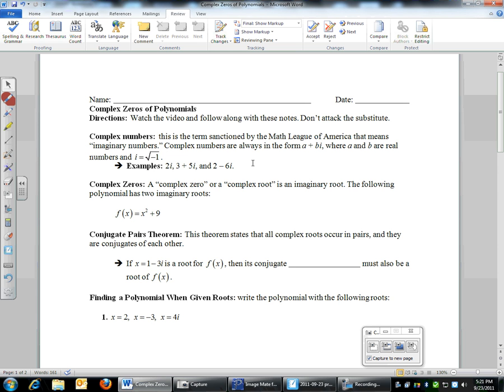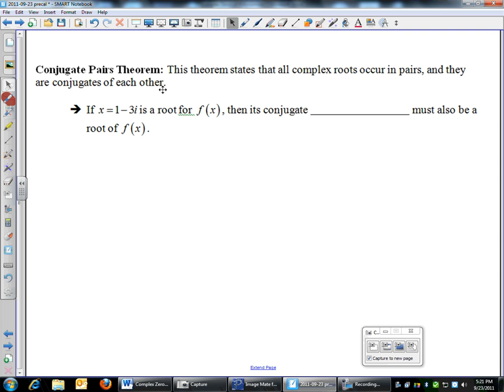And I just did complex numbers. I just did complex zeros. Now we're about to do the conjugate pairs theorem. But what that says is you never have just one complex root. You have to have at least two. If you have one at all, you have a second one. They always occur in pairs, and they're always conjugates.